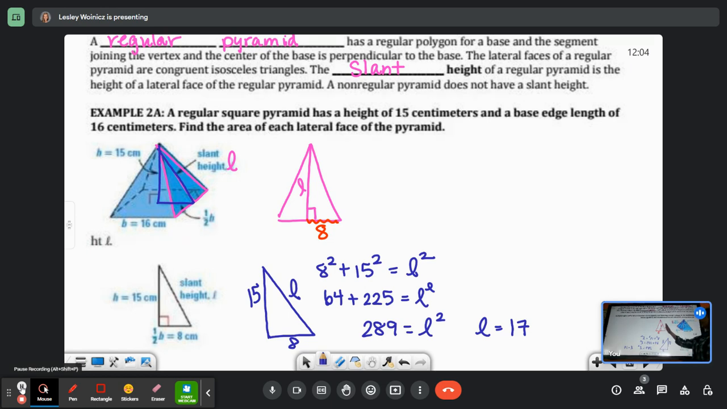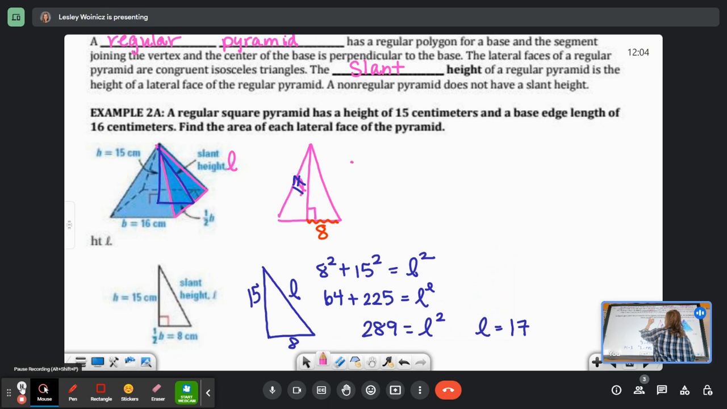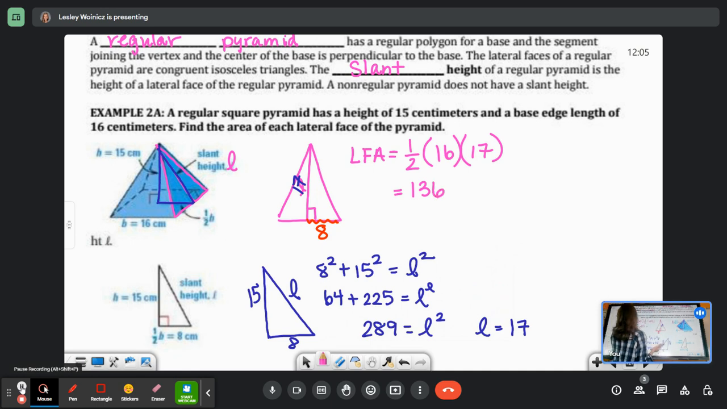Now we can use that information over here. So now we know that this L is 17. So the area of our triangular face, I'm going to call this the lateral face area. That's 1/2 times the base. Well, it's not just the 8, it's the 16, right? Times the height, which is our 17. So what's 8 times 17? I'm getting 136. And that would be centimeters squared.